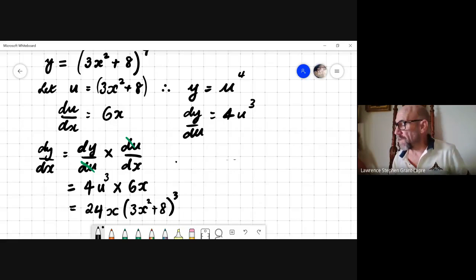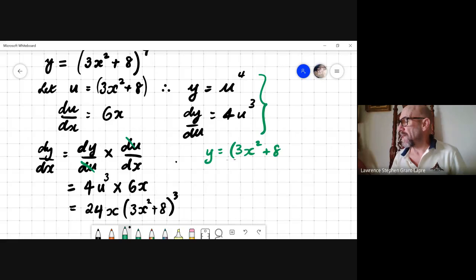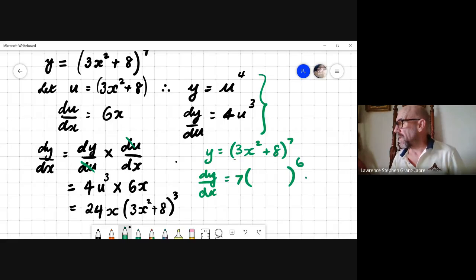Now, you can work this out. If this was a test situation and you didn't want to present it with all of this information, you could simply straight away say if y equals 3x squared plus 8 to the power of 7, then dy dx is equal to, you bring the 7 down in front of the bracket to the power of 6, and then you multiply by the derivative of the bracket. The derivative of the bracket is 6x. So here is what I call the second bit, and the second bit of the derivative is the derivative of the bracket.